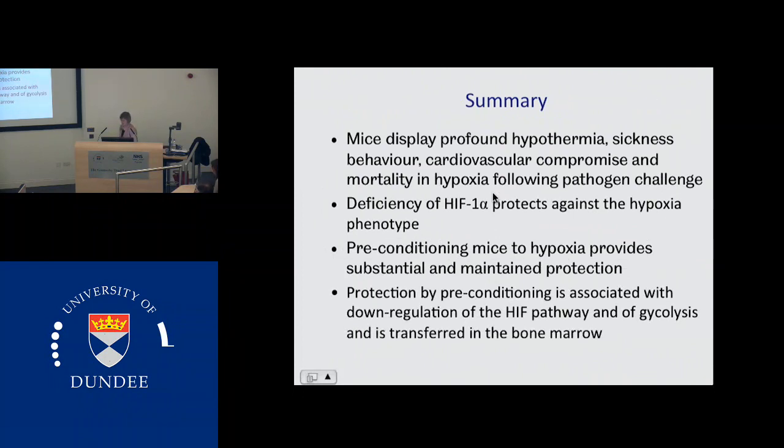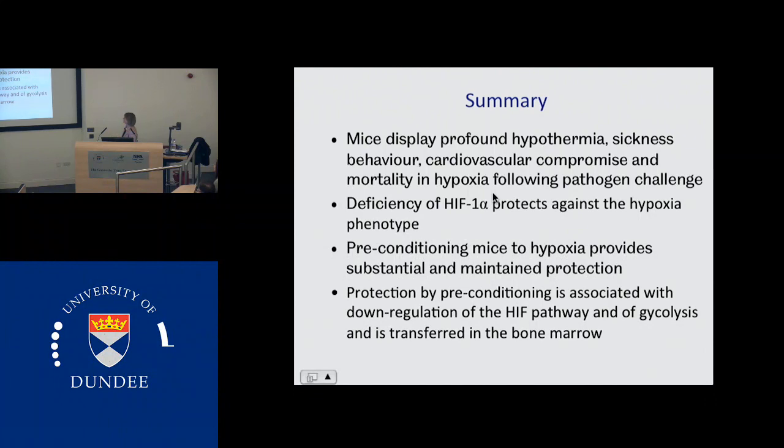So what I've told you about, in work that is very much ongoing, is that we've identified a phenotype which was completely unexpected to us when we began, where combining trivial infection with hypoxia results in a profound systemic phenotype characterized by cardiovascular collapse and by mortality. We've shown that HIF1 alpha plays an important role in this because if we delete HIF1 alpha from the leukocyte populations, we can protect against the hypoxia phenotype.